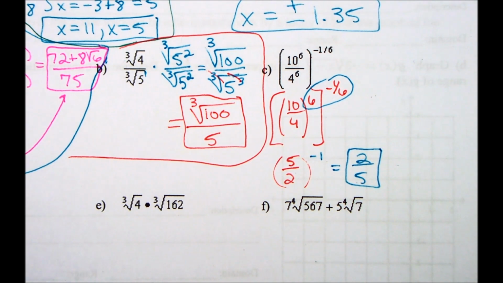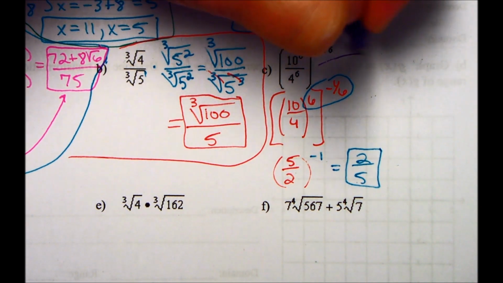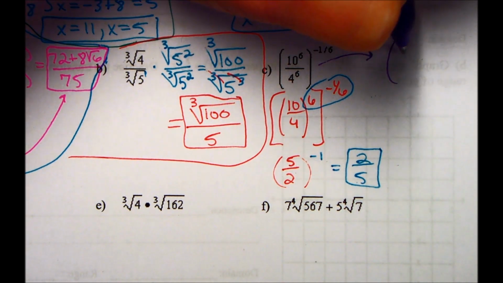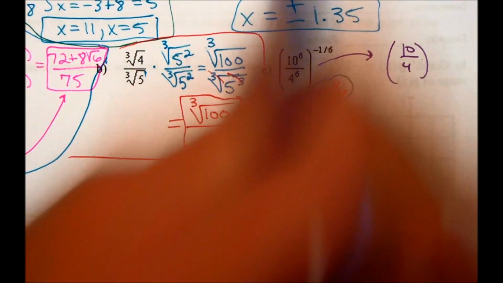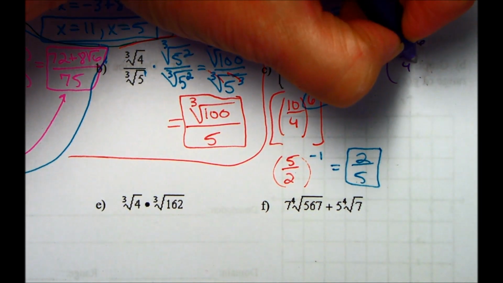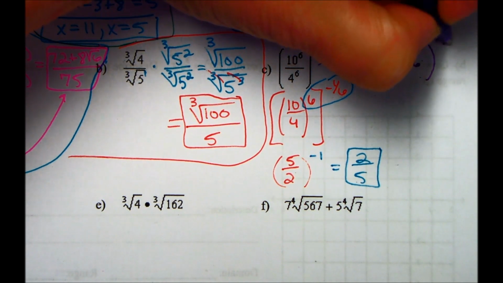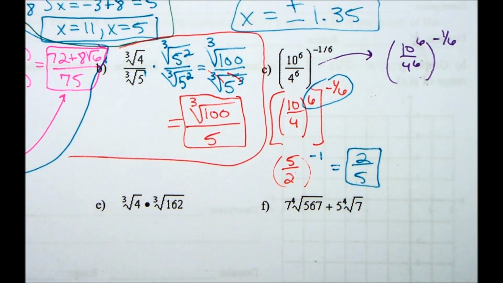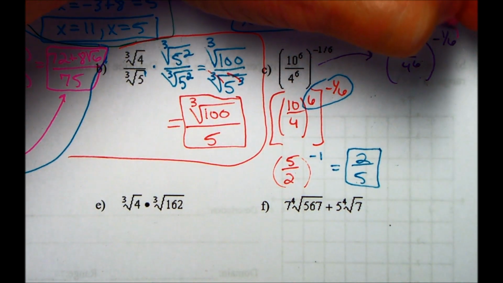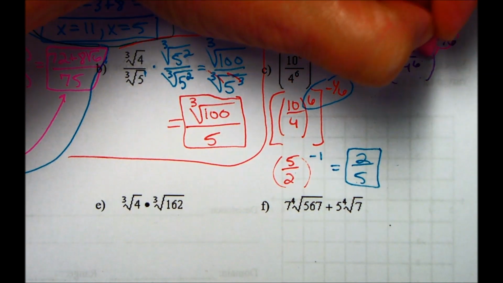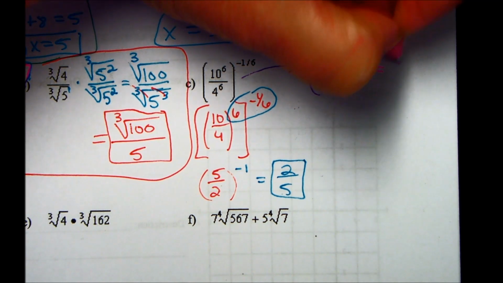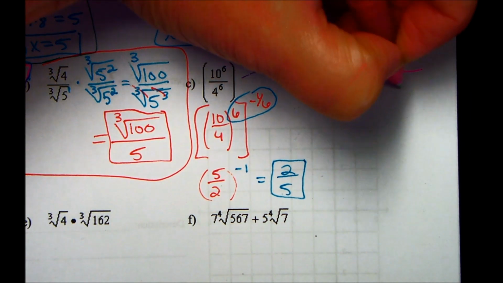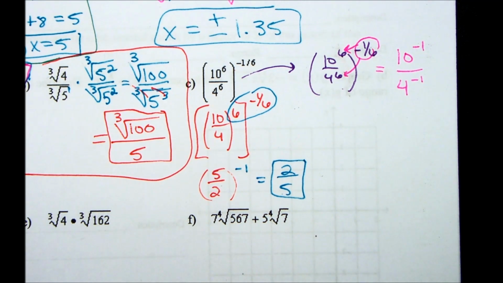All right, well, let's say you don't like that explanation. Well, let's try it another way. So let's say we multiply the exponents on the outside. Oops, I forgot those exponents. So if I distribute the exponent of negative 1/6 to my numerator and denominator first, that would then be 10 to the negative 1st power over 4 to the negative 1st power.